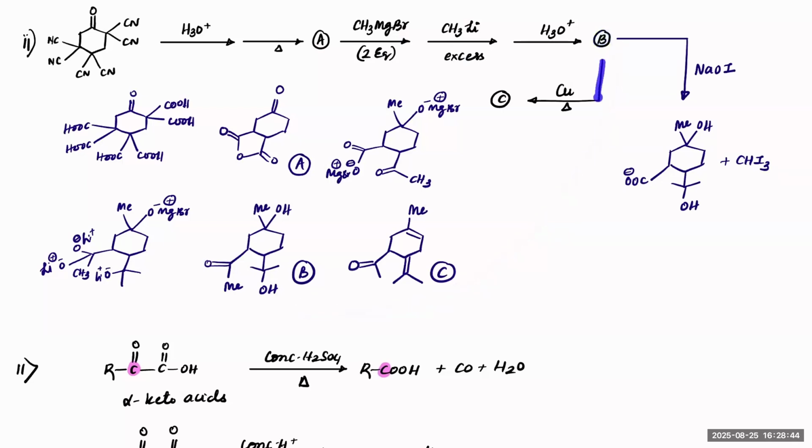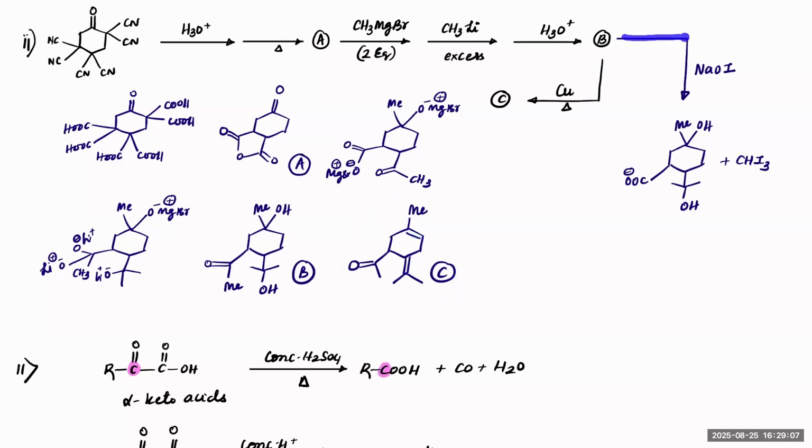Thereafter, copper and heat. This we learned in alcohols. That is oxidation. When you take copper and heat, secondary alcohol will convert into ketone. But here this is tertiary, this is tertiary. Since both of them are tertiary, you will get an alkene form. So this is the C.